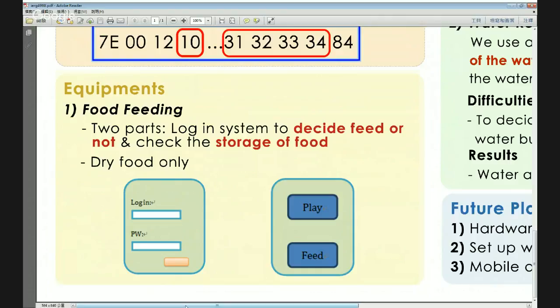For the other function, when the storage of food decreases to a very low level, the machine will send a signal to the server, and the server will send the message back to the user through the app communication. It will jump out a pop-up window on the home page and notify the user that there isn't enough food in the food machine.